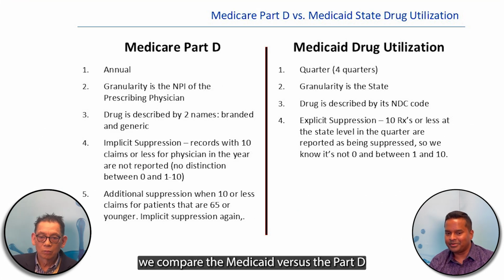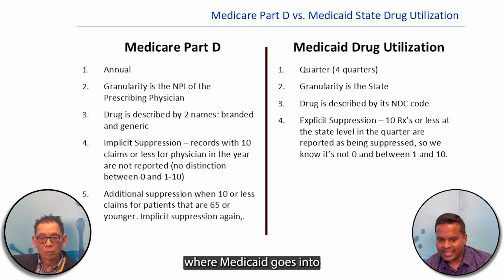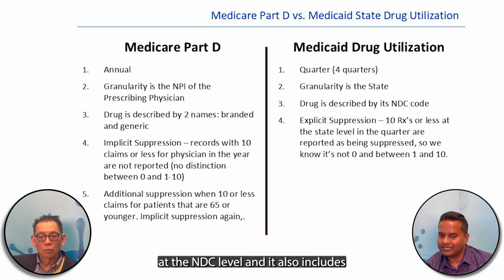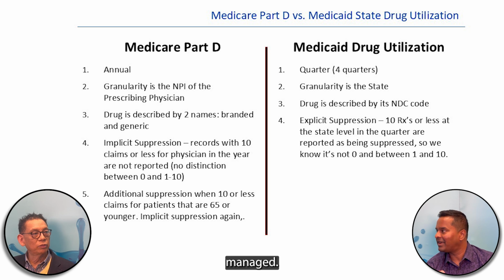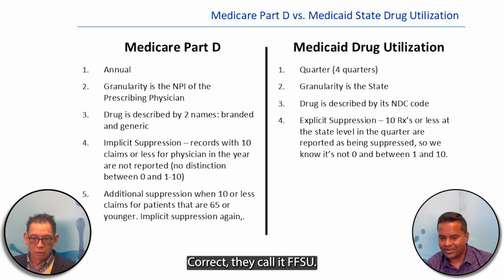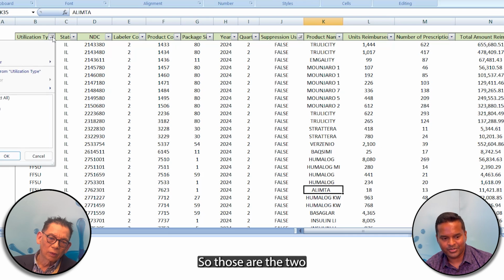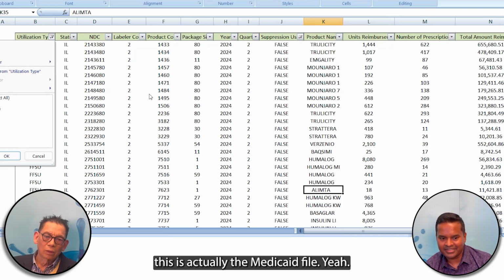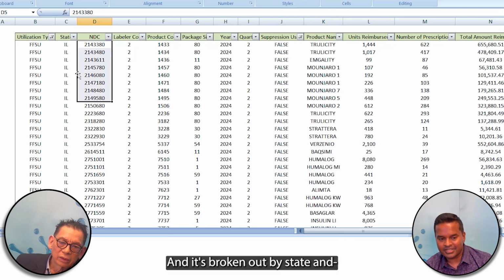So this is actually, we compare the Medicaid versus the Part D, where Medicaid goes into the NDC level, and it also includes MAPD and FFS and managed care, right? Correct. They call it FFSU, with U for utilization, and then MCOU. So those are the two fields. This is actually the Medicaid file. And we can see the NDC code right there, and it's broken out by state.